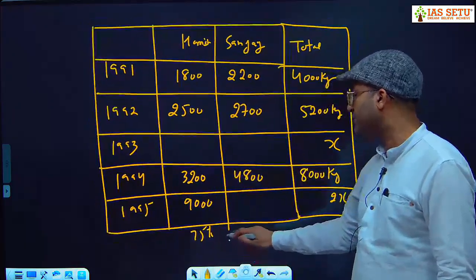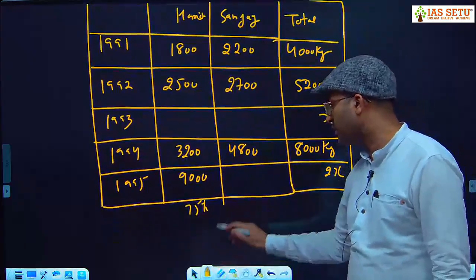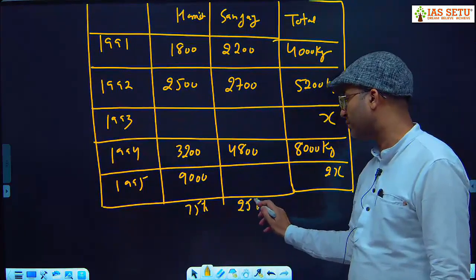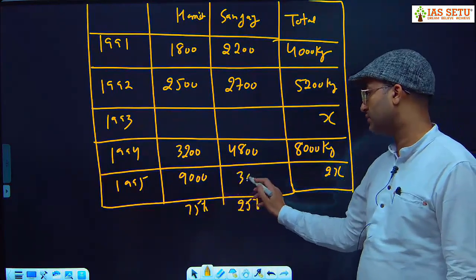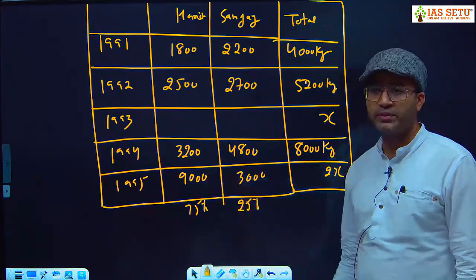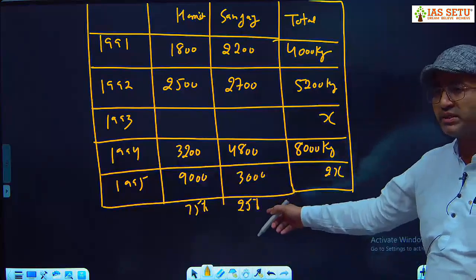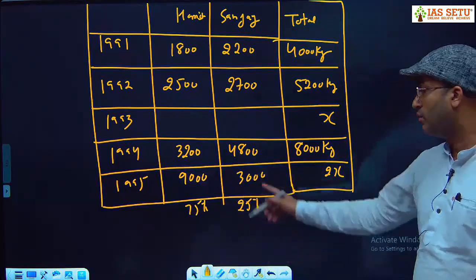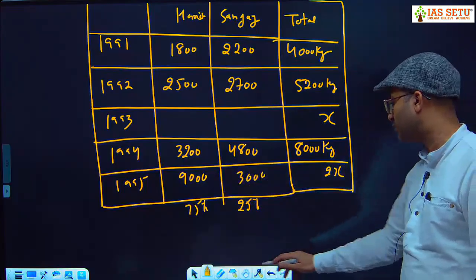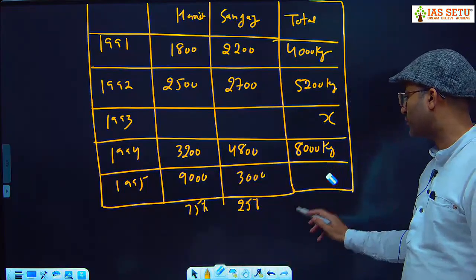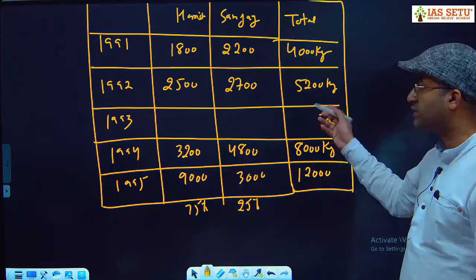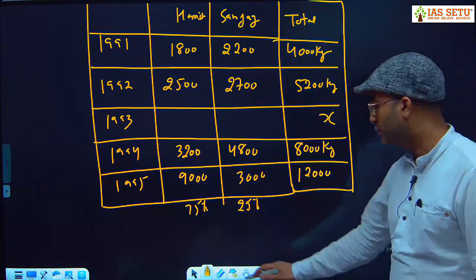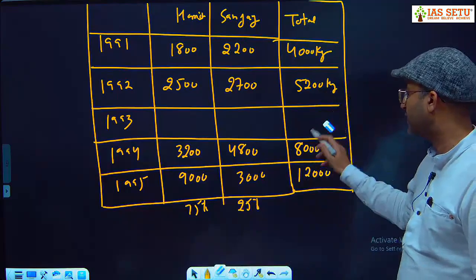Now tell me if 75% is 9000, so it means Sanjay has 25%. What is 25%? 3000. If 75% is 9000, 25% is 1/3, 3000. What is 9000 plus 3000? 12,000. So it means total production in 1995 is 12,000, which is double of 1993. So tell me what is the total production in 1993?